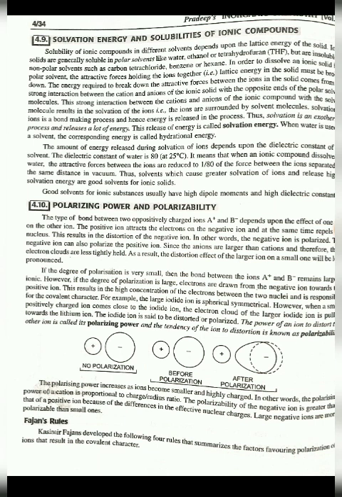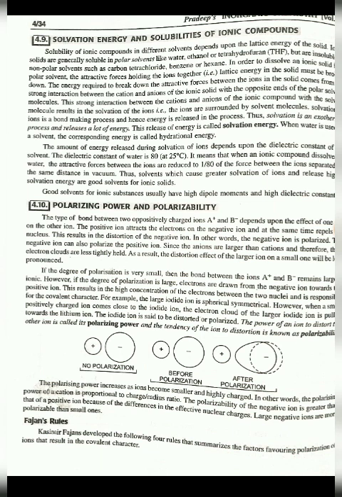The polarizing power increases as ions become smaller and highly charged. In other words, the polarizing power of a cation is proportional to the charge upon radius ratio. The polarizability of the negative ion is greater than that of the positive ion because of the difference in the effective nuclear charges. Large negative ions are more polarizable than small ions.